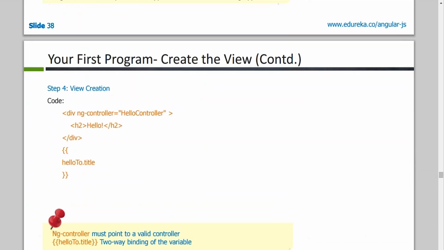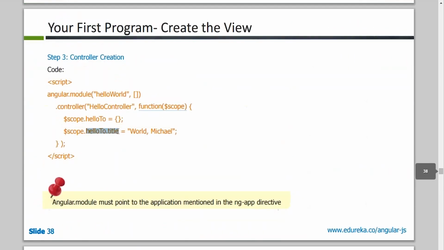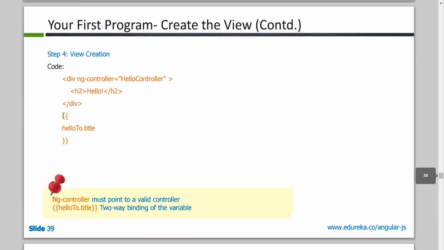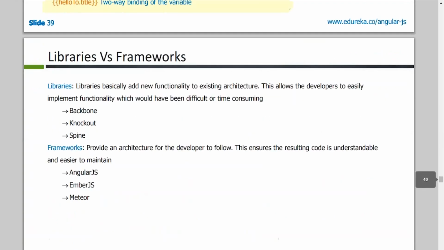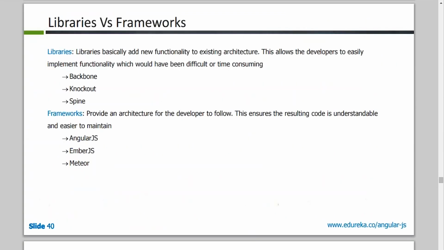Remember, if you define hello2 within a controller, and if you print it outside the controller, it will not print. I'll repeat it again. If the scope of ng-controller is a div and you print it outside the div of the controller, it will not print because it is outside the scope of that controller. Okay? Remember that always. Great. Let's come back to libraries and frameworks. Any questions until now, friends?